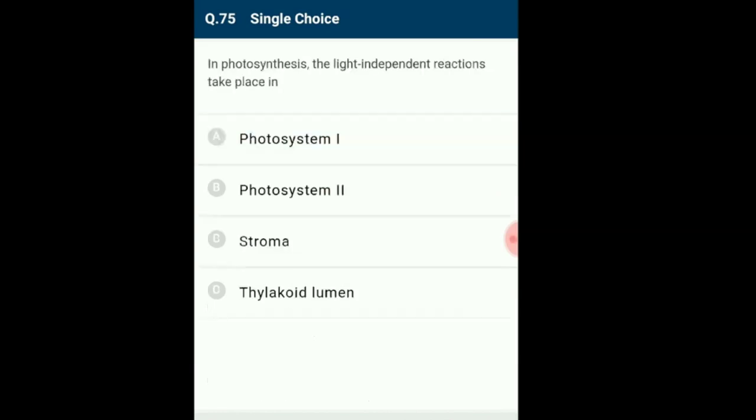Question number 75. In photosynthesis, the light dependent reaction takes place in. The process of photosynthesis consists of two steps. The light dependent step is the light reaction that occurs in the grana, and the light independent step, the dark reaction, occurs in the stroma of the chloroplast. In the dark reaction, fixation of carbon dioxide and glucose formation mainly occurs by the Calvin cycle. So the answer is option C, stroma.